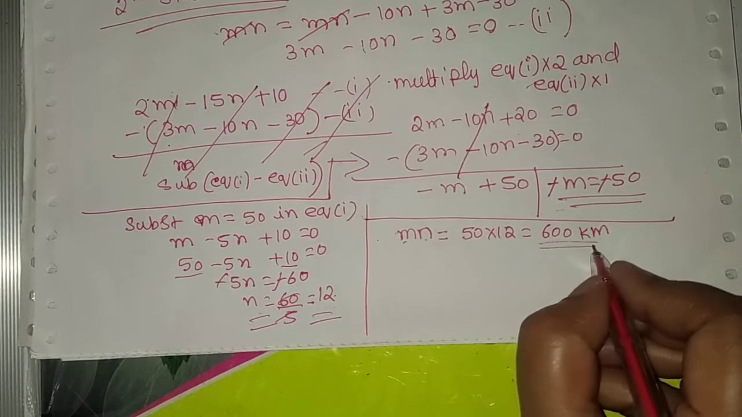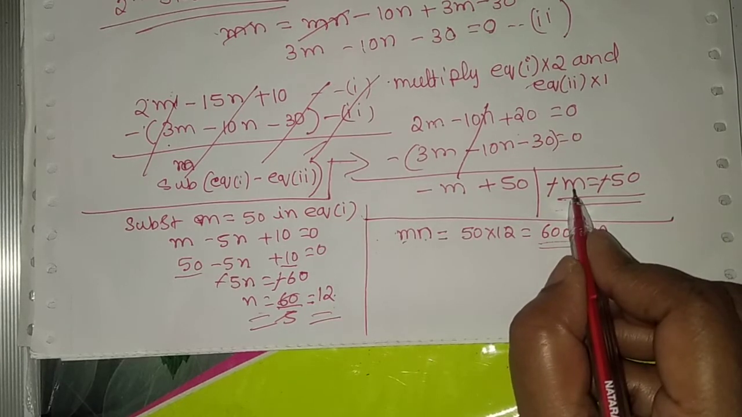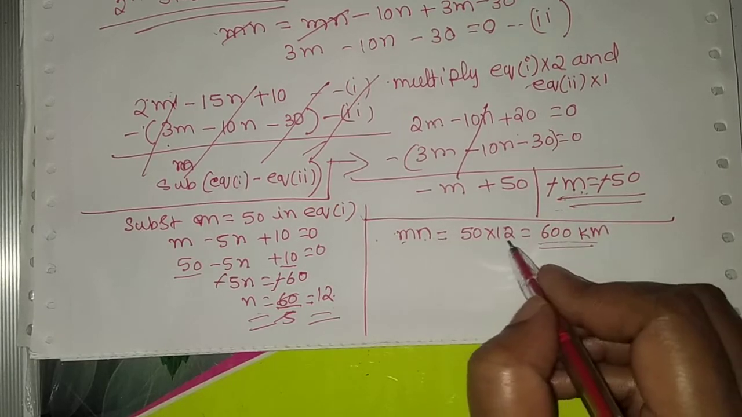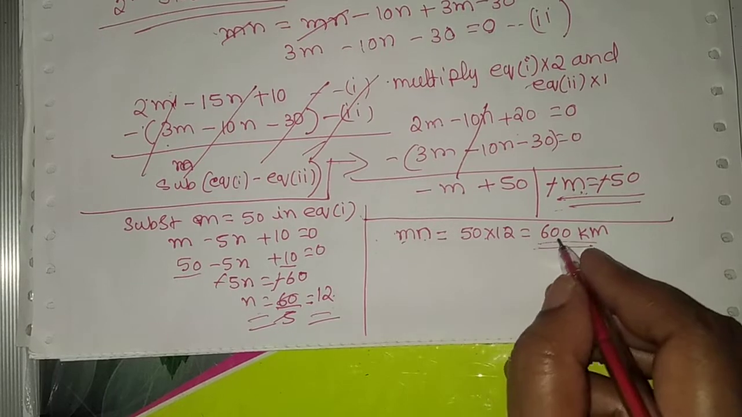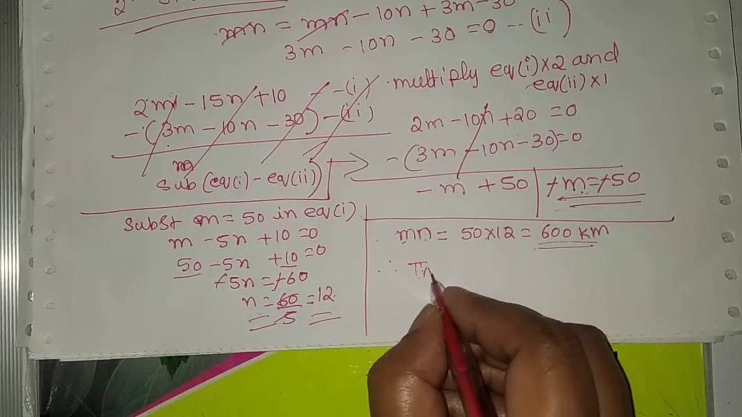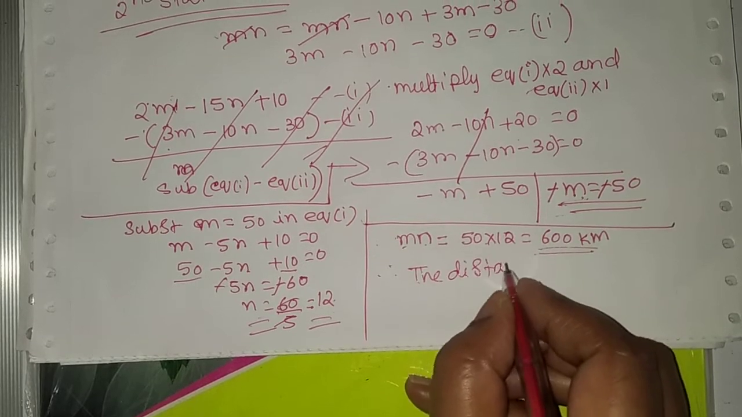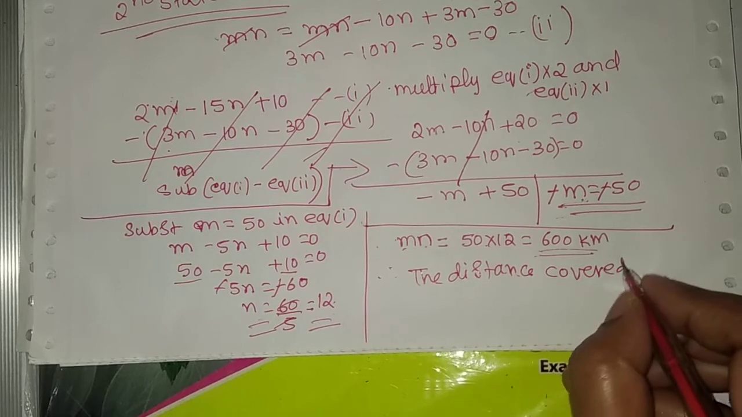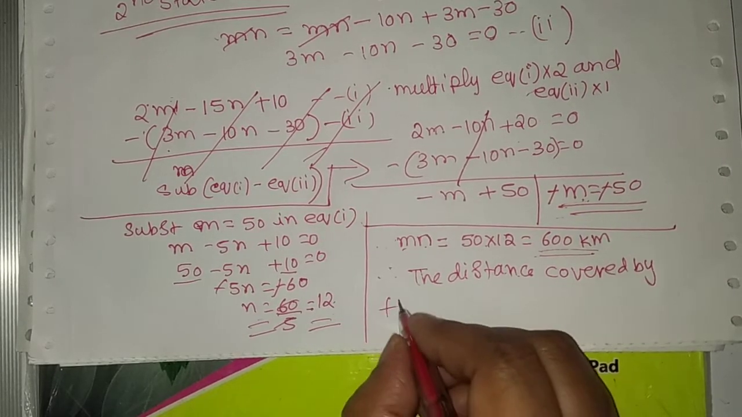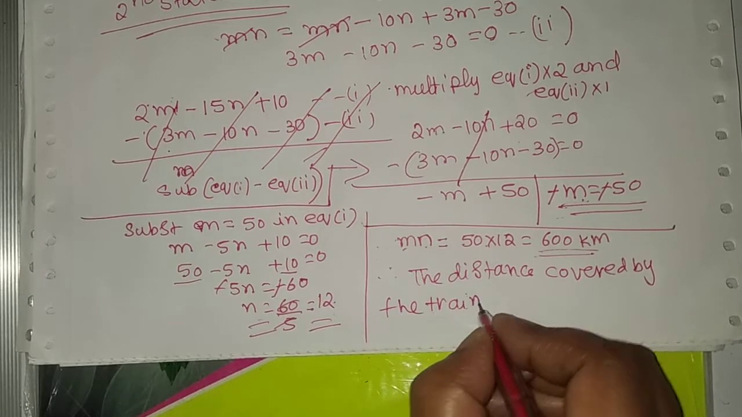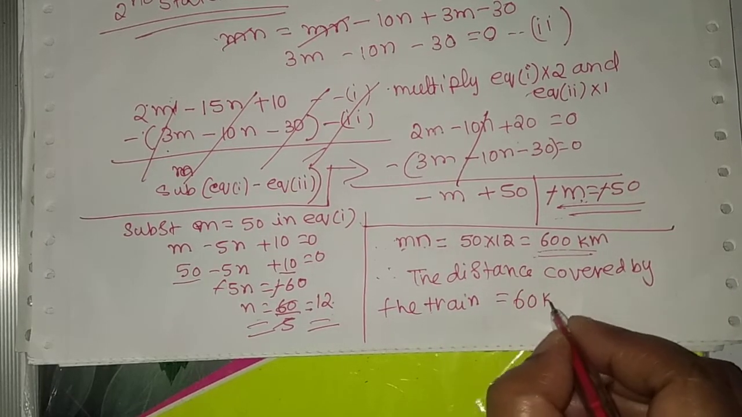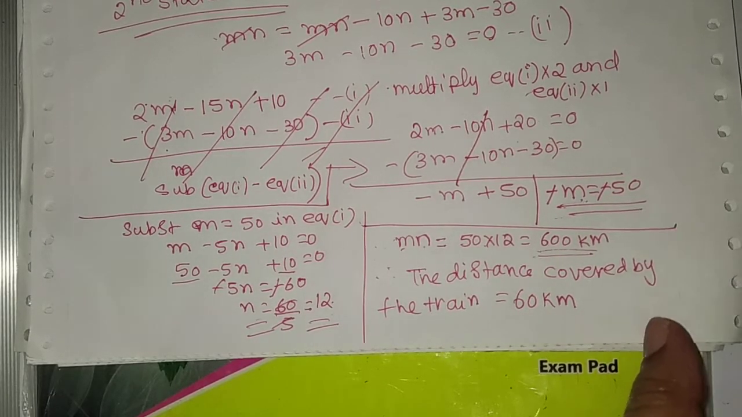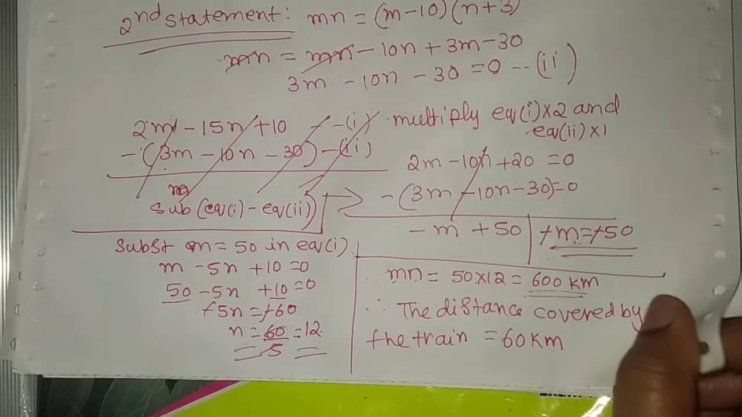Therefore we have to find out the distance covered. We took m as speed and n as time. m into n is speed into time, which is equal to distance. Finally we write the distance covered by the train is equal to 600 kilometers. So this is the solution for the third problem. So we move on to the fourth one.